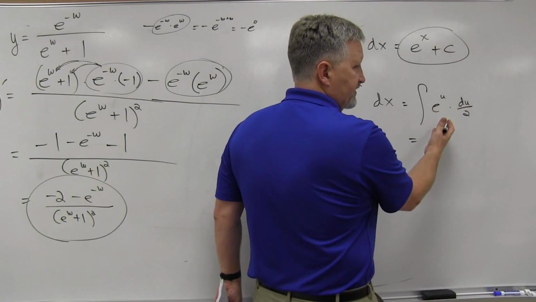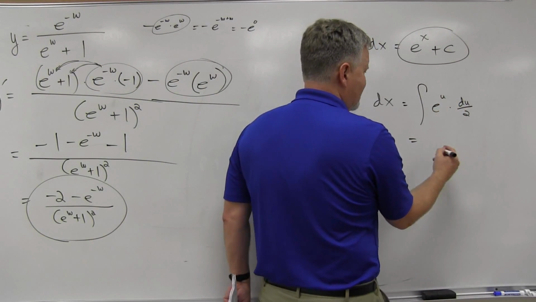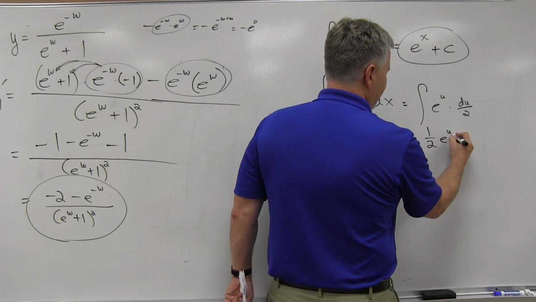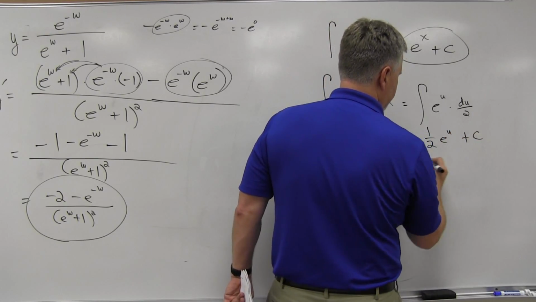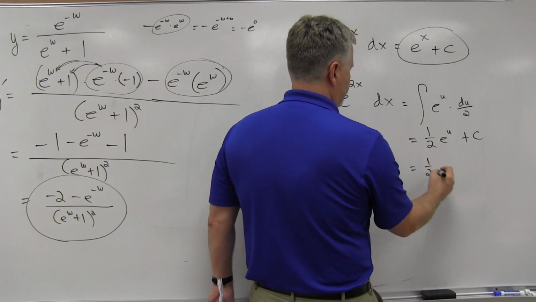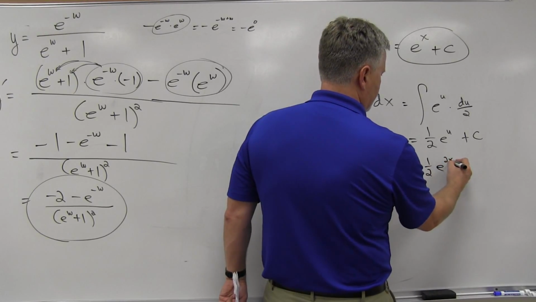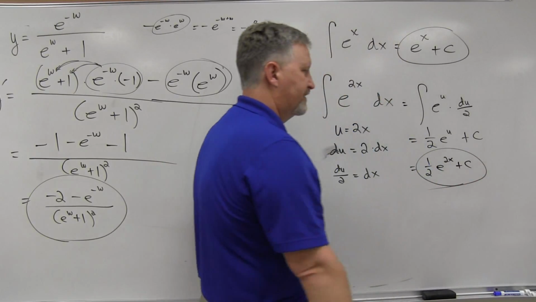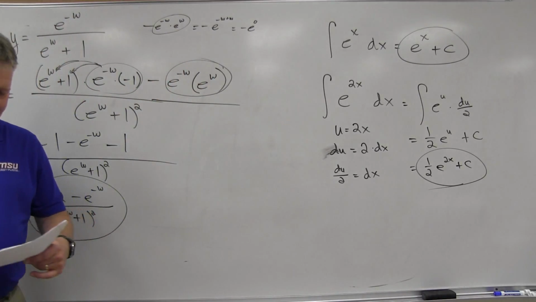Well, it's 1/2 e to the u. That's 1/2 e to the u, isn't it? Antiderivative. Let's see, and then just change back the u to 2x. Yes? Okay.